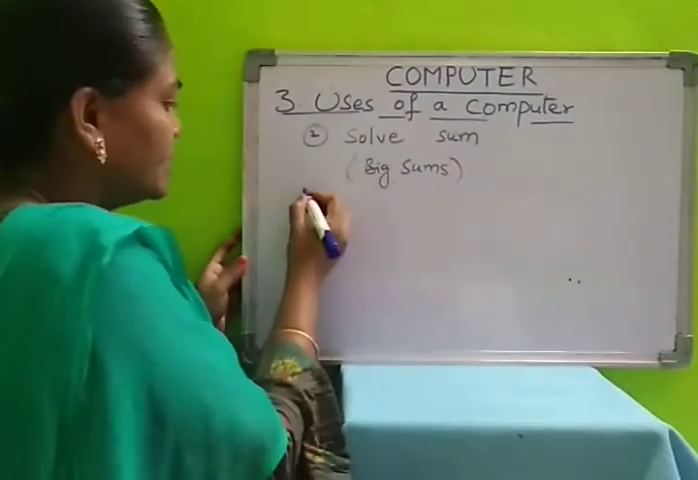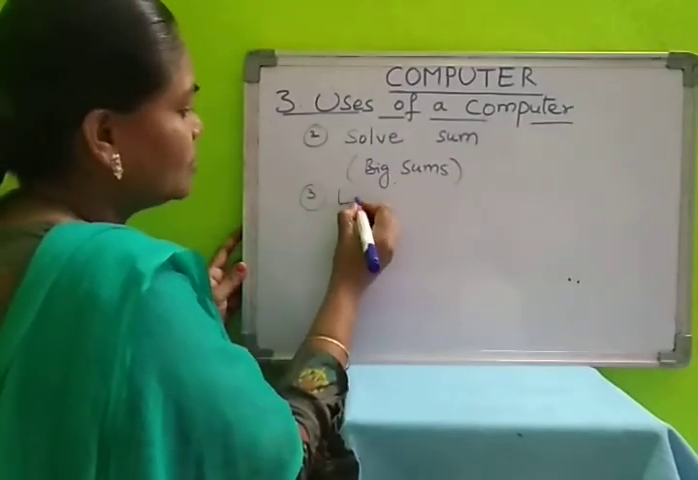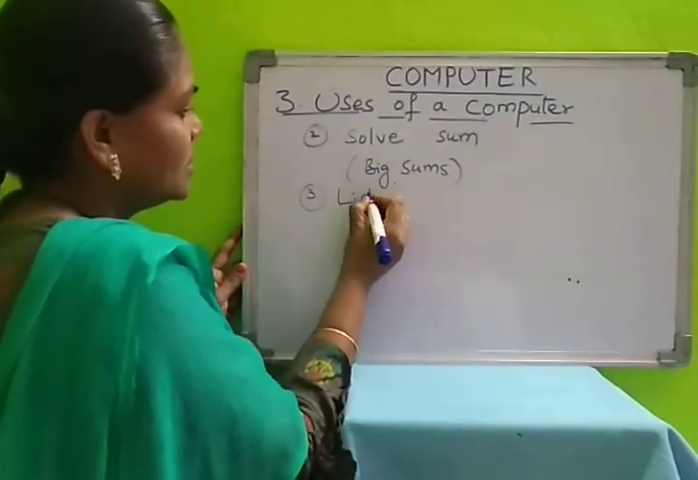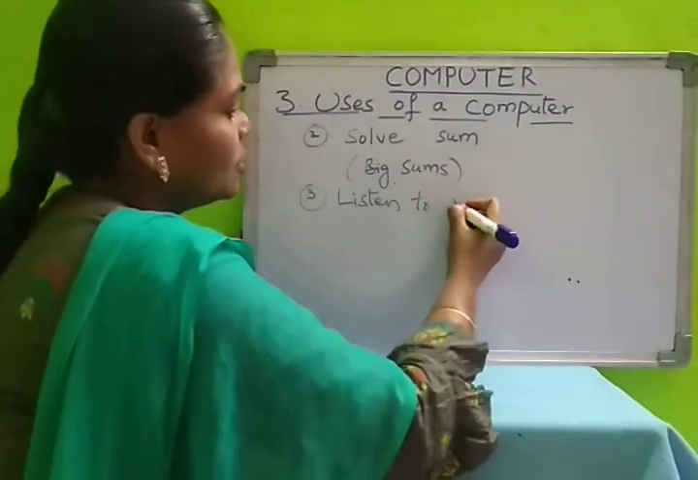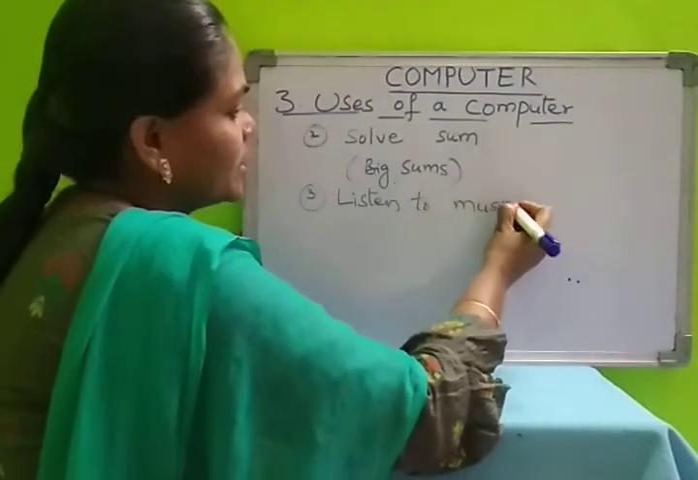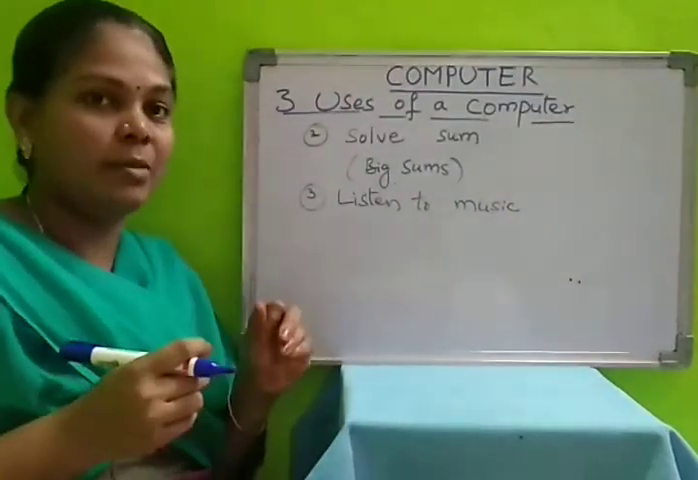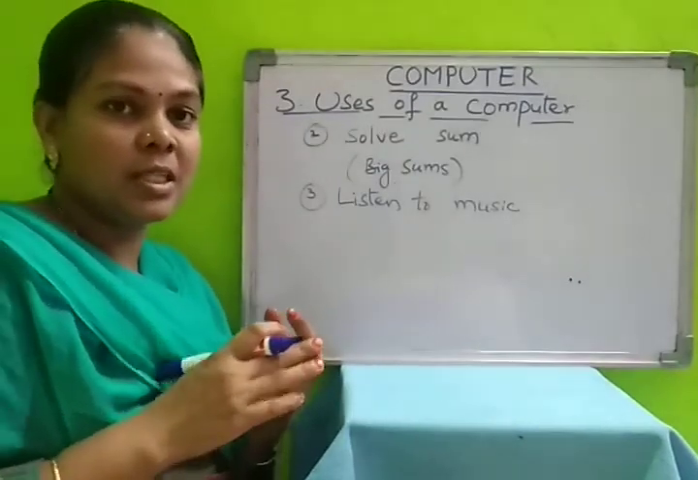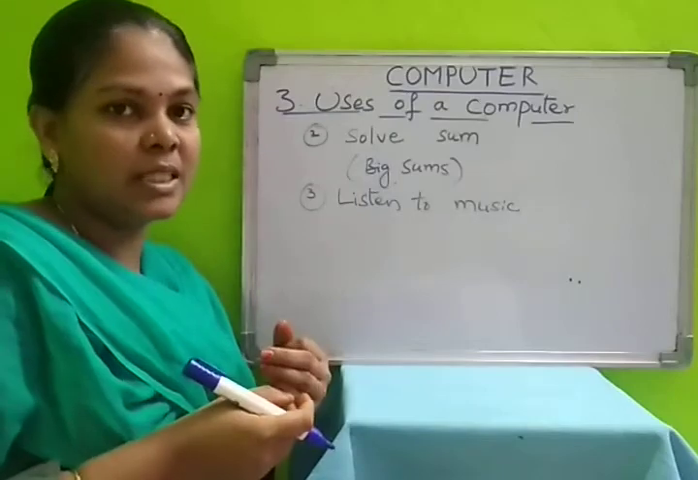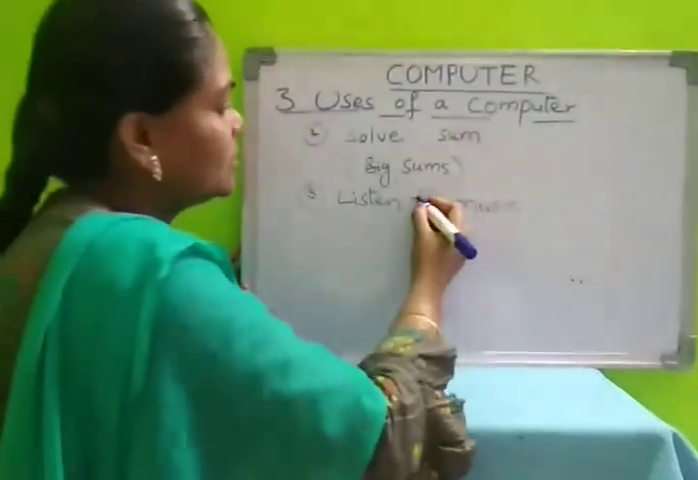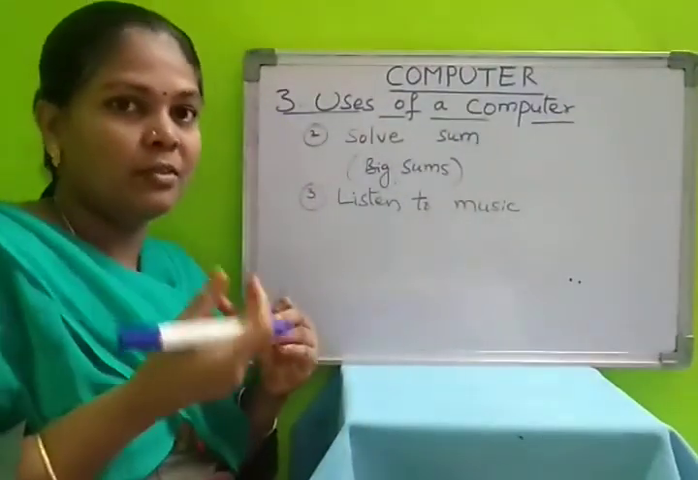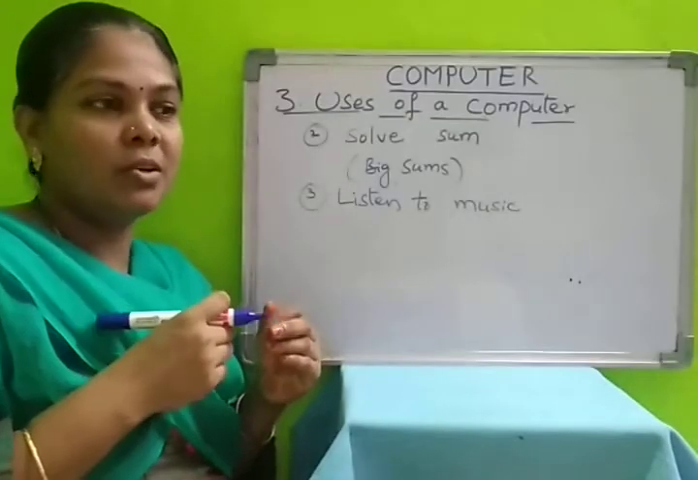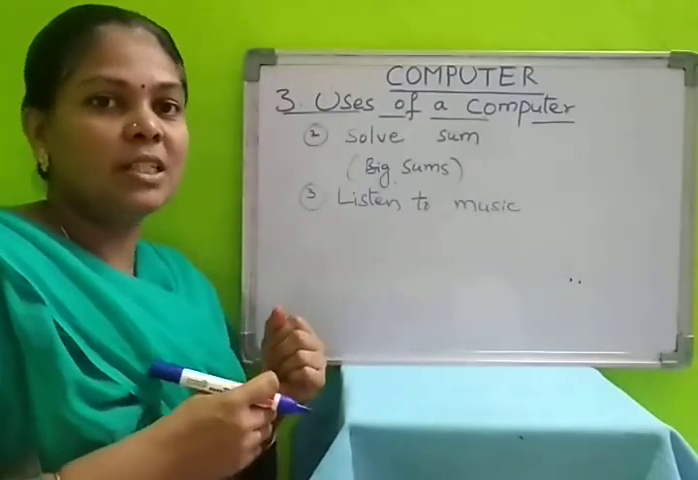Next, the third one is listen to music. You are so much interested to listen to rhymes. You can listen to Telugu rhymes, English rhymes, Hindi rhymes, isn't it? And some songs also you can listen to. To listen to music, we will connect the headset or earphones to the computer or to the laptop and we can listen to the music.